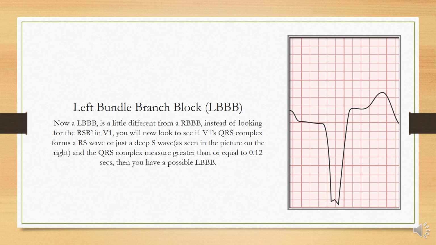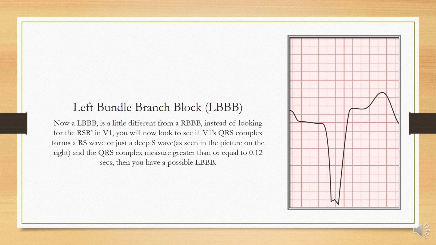Because if you take a look at V6, which is on the latter half of the left side, correct? So if we look at our V6 and it makes, what do you think? The little rabbit ears, then we know we have a left bundle branch block occurring. So it's going to be like the opposite of a right bundle branch block.